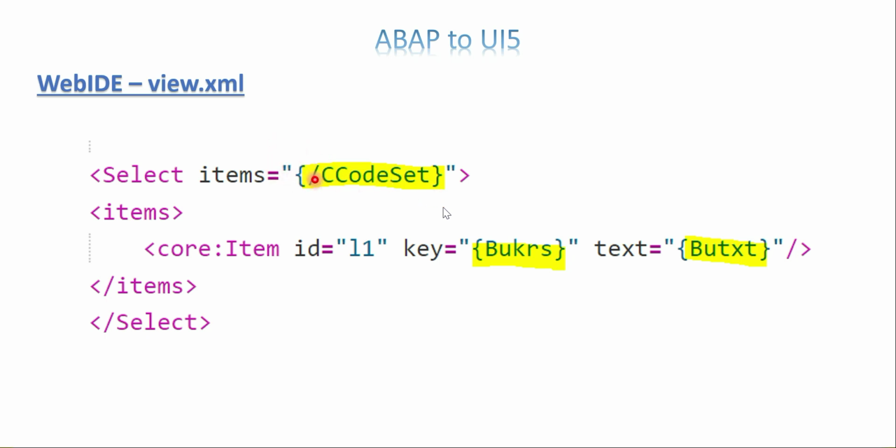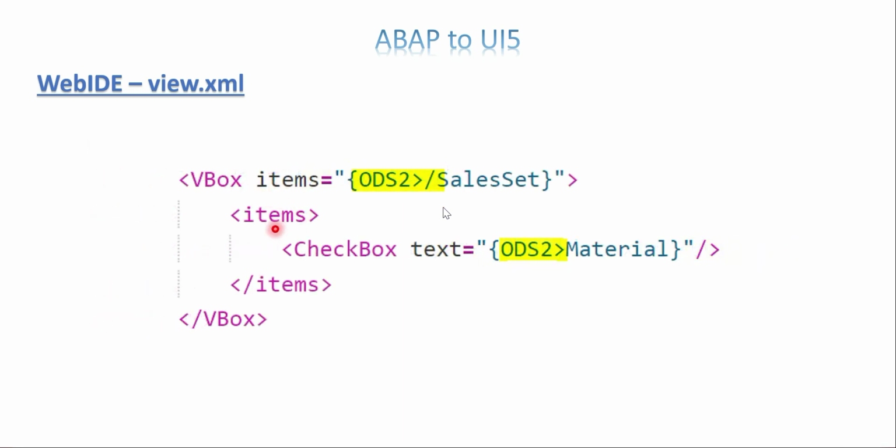So here I didn't do any identification or alias name. If nothing is added before your entity set, it automatically points to your default OData service. Here also I added only the field names inside the curly braces. What happens? It points to the default OData service. Okay, so this is for the select list box. And this I have done for the checkbox. For the checkbox I am going to show all the materials. This is coming under a different OData service, and that OData service's entity set name is sales set.